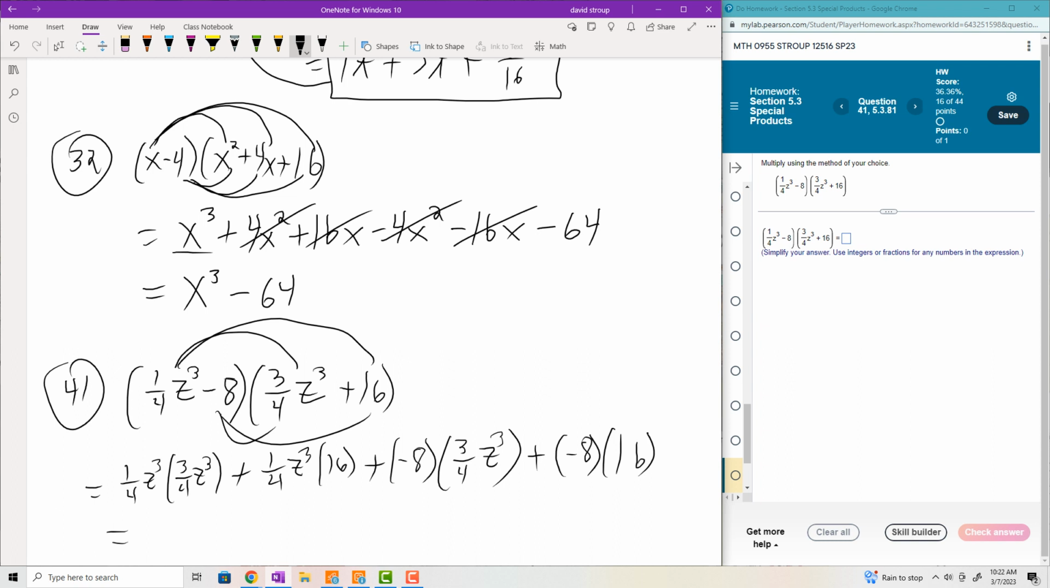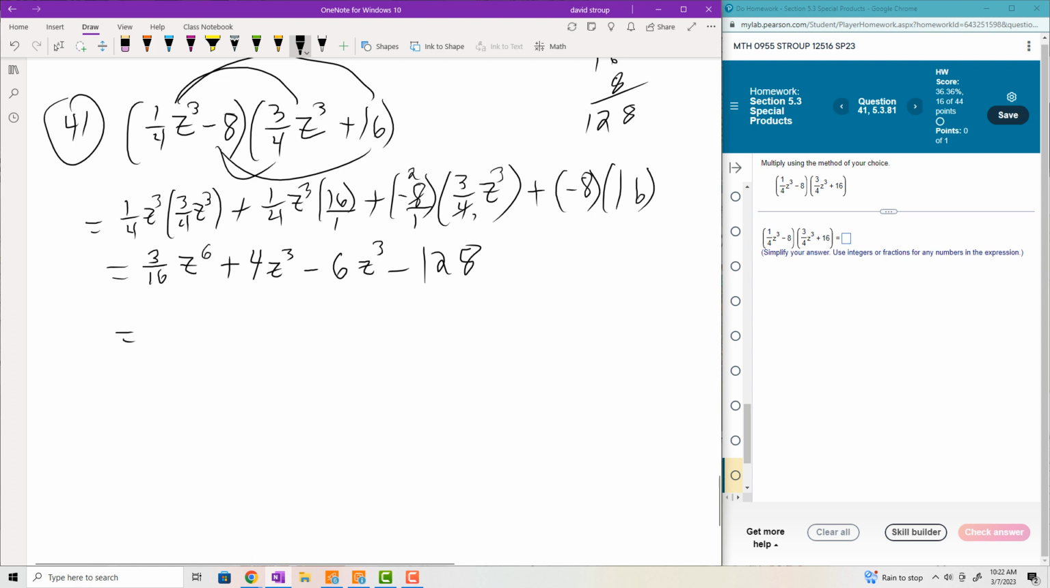Multiplying the fractions out in that first term, 1 times 3 over 4 times 4 is 3/16. And then adding the exponents, z to the 6, plus 1/4 times 16. That will be 16 over 4, which is 4, z cubed, minus 8 over 1 times 3 over 4. 4 goes into 8 2 times. And then you have 2 times 3 over 1 times 1, so that'll be minus 6 z cubed. And then finally, negative 128.